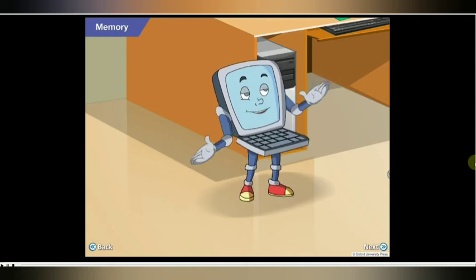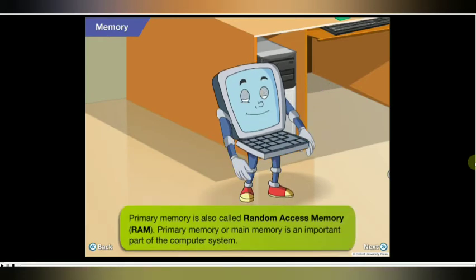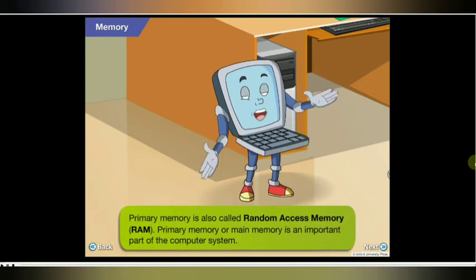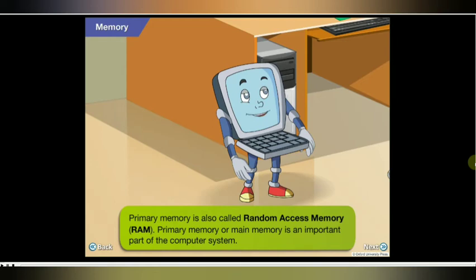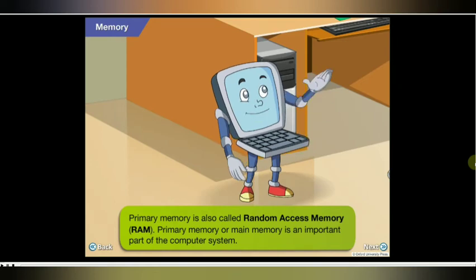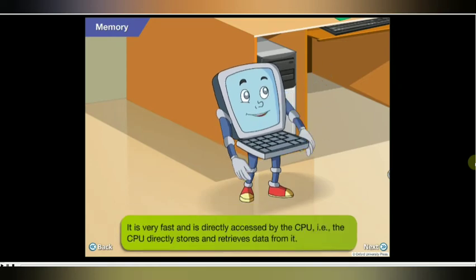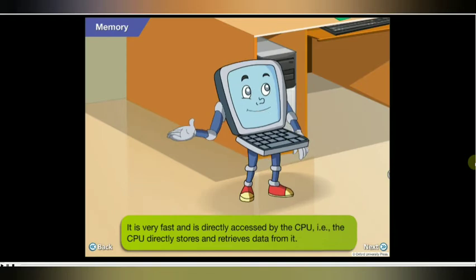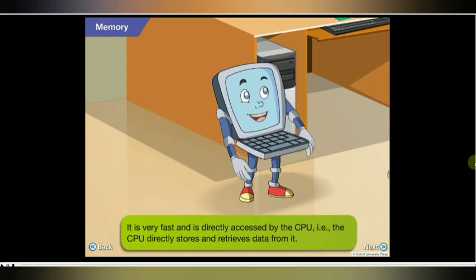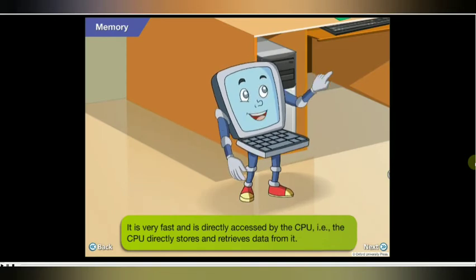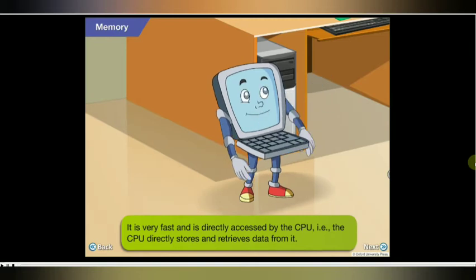So let me start by explaining primary memory. Primary memory is also called random access memory, RAM. It is an important part of the computer system. It is very fast and is directly accessed by the CPU. This means that the CPU directly stores and retrieves data from it.